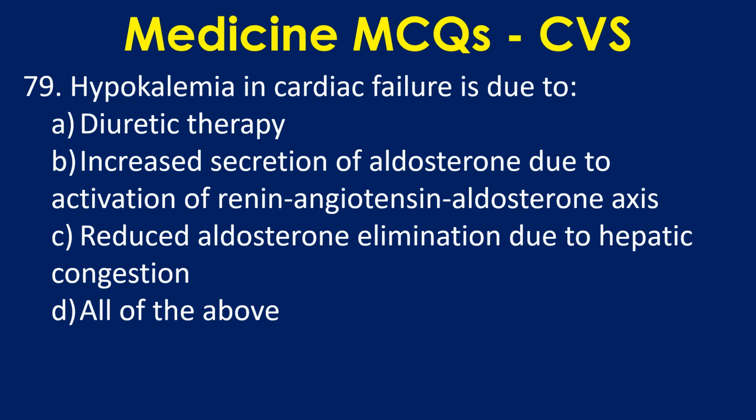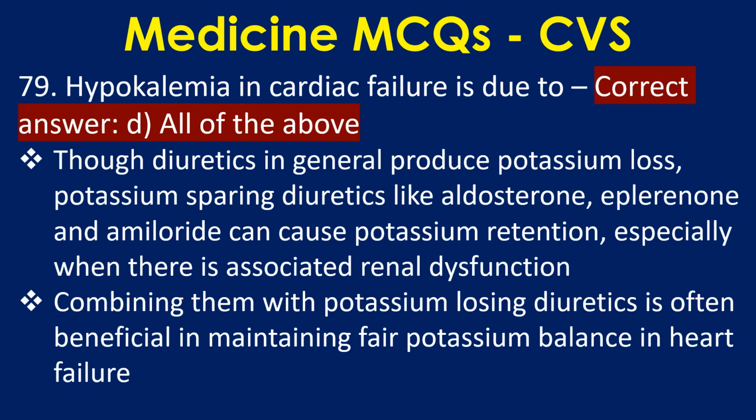Hypokalemia in cardiac failure is due to A. Diuretic therapy, B. Increased secretion of aldosterone due to activation of the renin-angiotensin-aldosterone axis, C. Reduced aldosterone elimination due to hepatic congestion, D. All of the above. Correct answer D. All of the above. Though diuretics in general produce potassium loss, potassium sparing diuretics like spironolactone, eplerenone and amiloride can cause potassium retention, especially when there is associated renal dysfunction. Combining them with potassium-losing diuretics is often beneficial in maintaining fair potassium balance in heart failure.